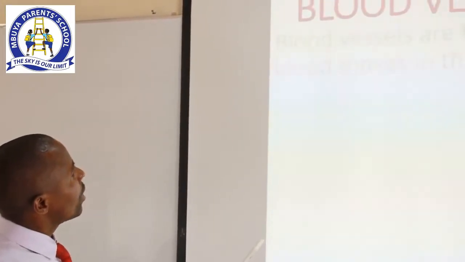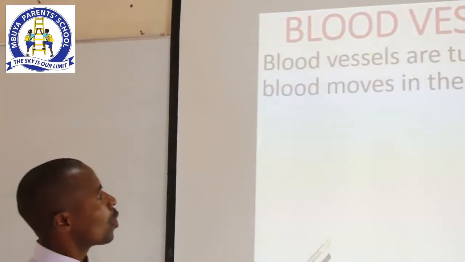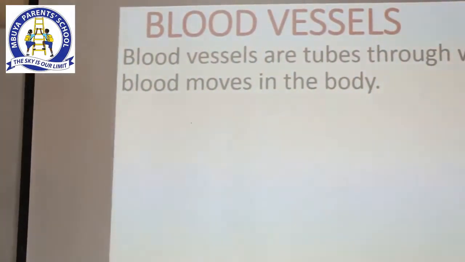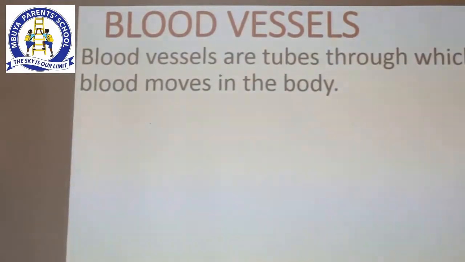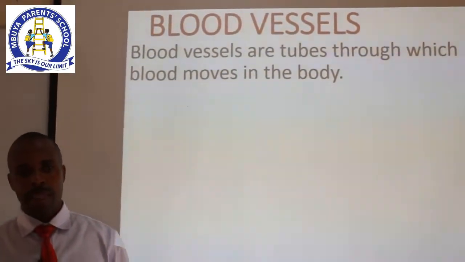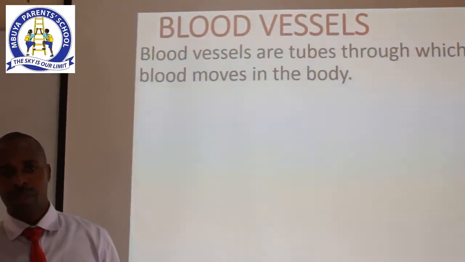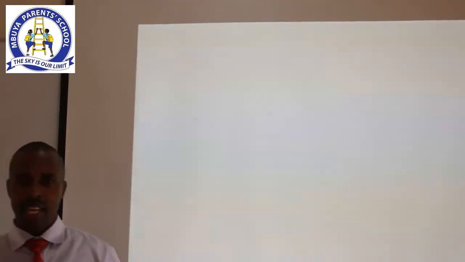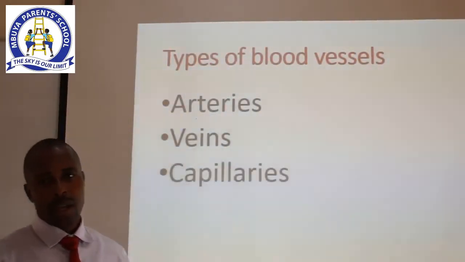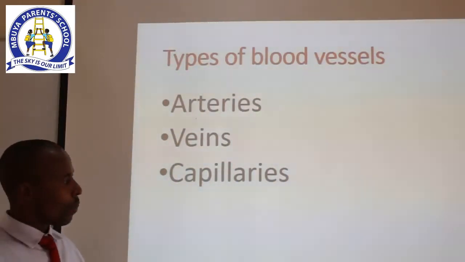As I've already told you, we're going to talk about blood vessels. When I talk about blood vessels, what are they? Blood vessels, these are tubes through which blood moves in the body. When blood is moving in the body, it uses those tubes. The blood vessels are majorly three types. The first one, we have the arteries, we have the veins, and then the last group, we have capillaries.